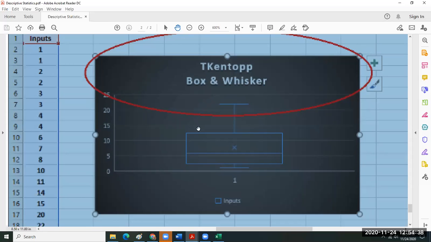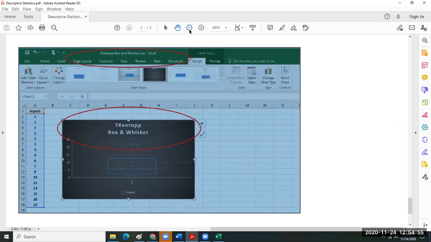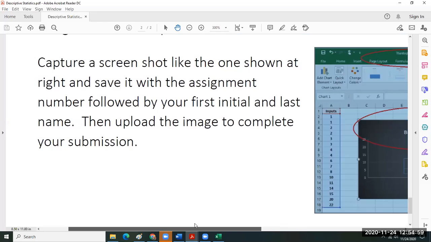Okay? So you're going to get a result, except it's going to be your first initial and your last name, a box and whisker. You're going to click on the title and replace chart 1 or title 1 with your name and that. Any questions? Nope. Okay.